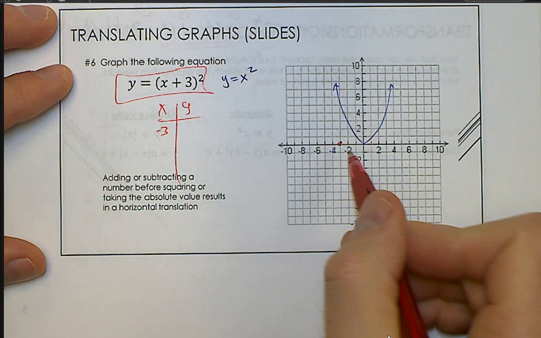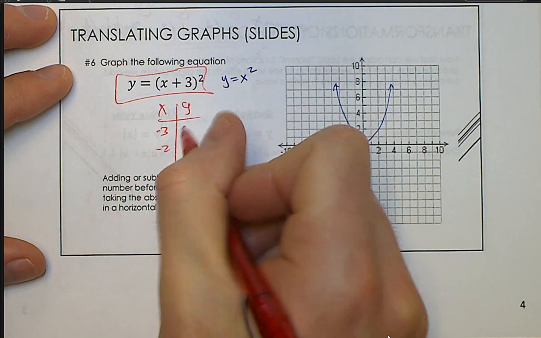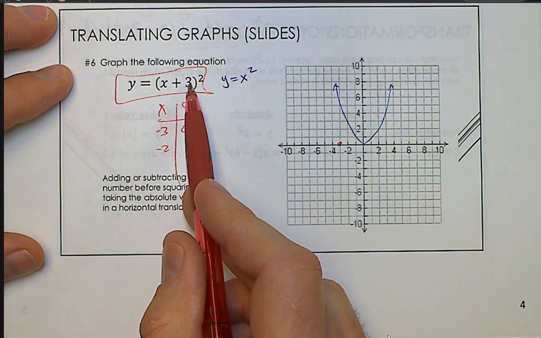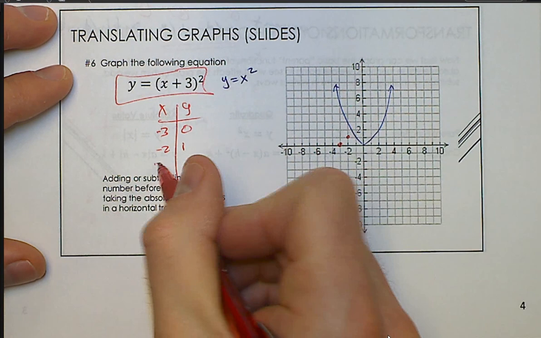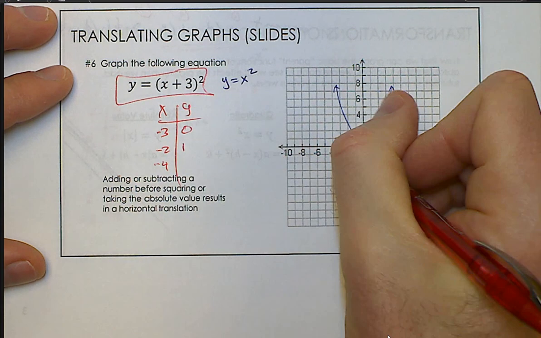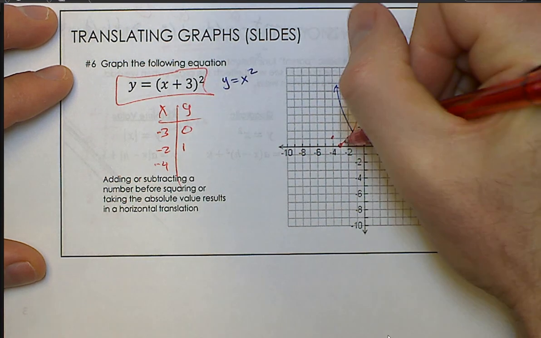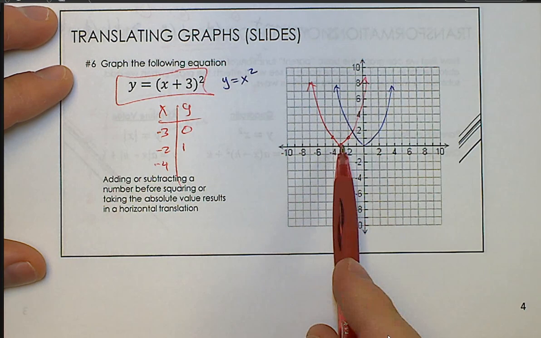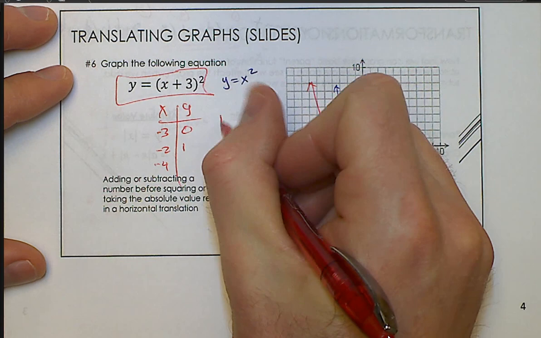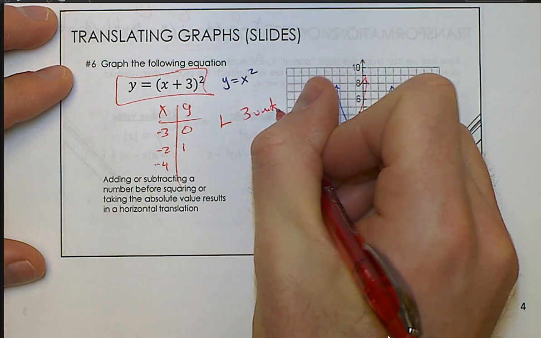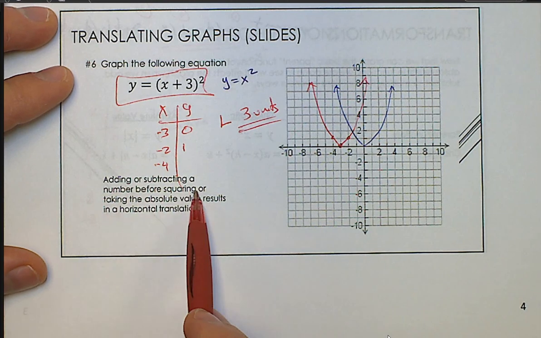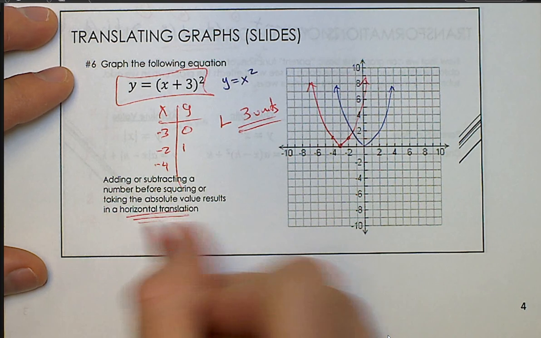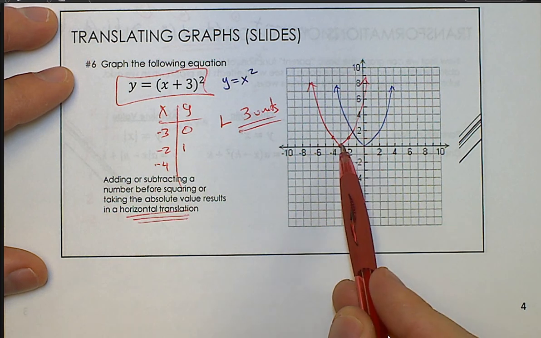And we could pick points like negative 2. Negative 2 plus 3 would be 1. 1 squared would be 1, so negative 2, 1. And negative 4 would give negative 1 squared, which would be 1. And you can see my graph in red of the parent function. So what did every point from the parent function do when we applied this plus 3? It slid everything to the left 3 units. Okay? Adding or subtracting a number before squaring or taking the absolute value represents a horizontal shift. Again, everything was shifted to the left 3 units.